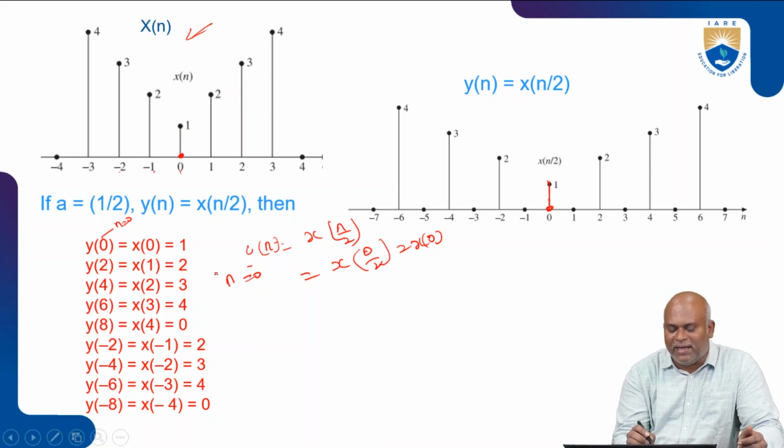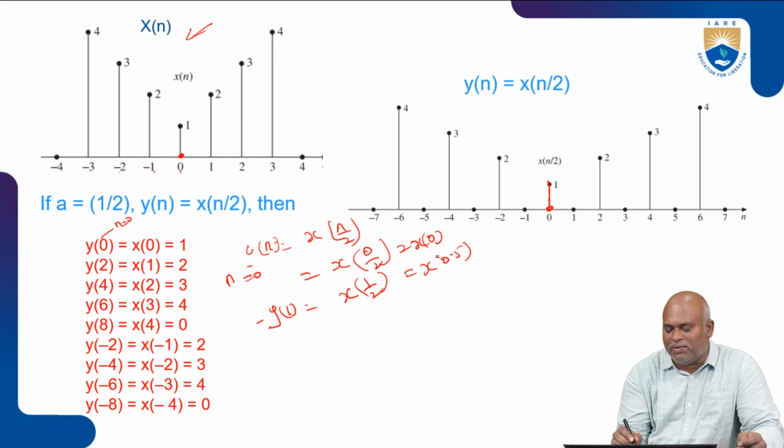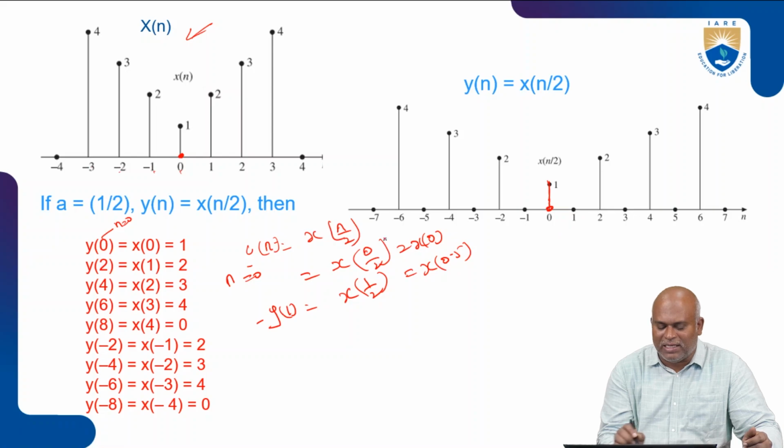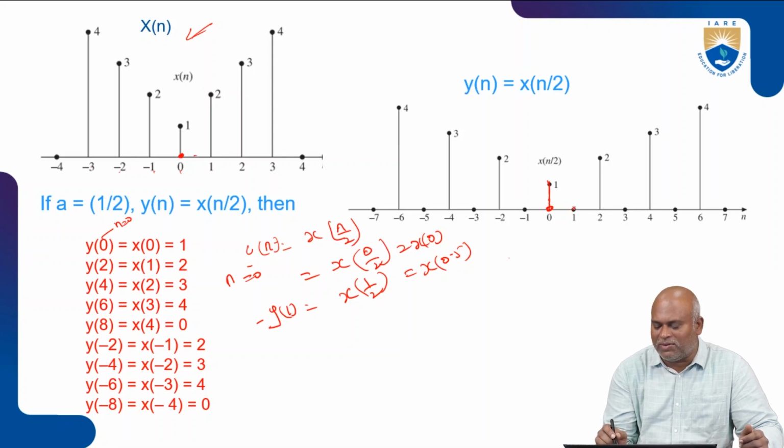Next, I should write n equal to 1. N equal to 1, what is represented? Y of 1 is represented as x of 1 by 2. So this is x of 0.5. See, 1 by 2 is represented as 0.5. That's why there is no signal here. So that's why we represent it as 0.